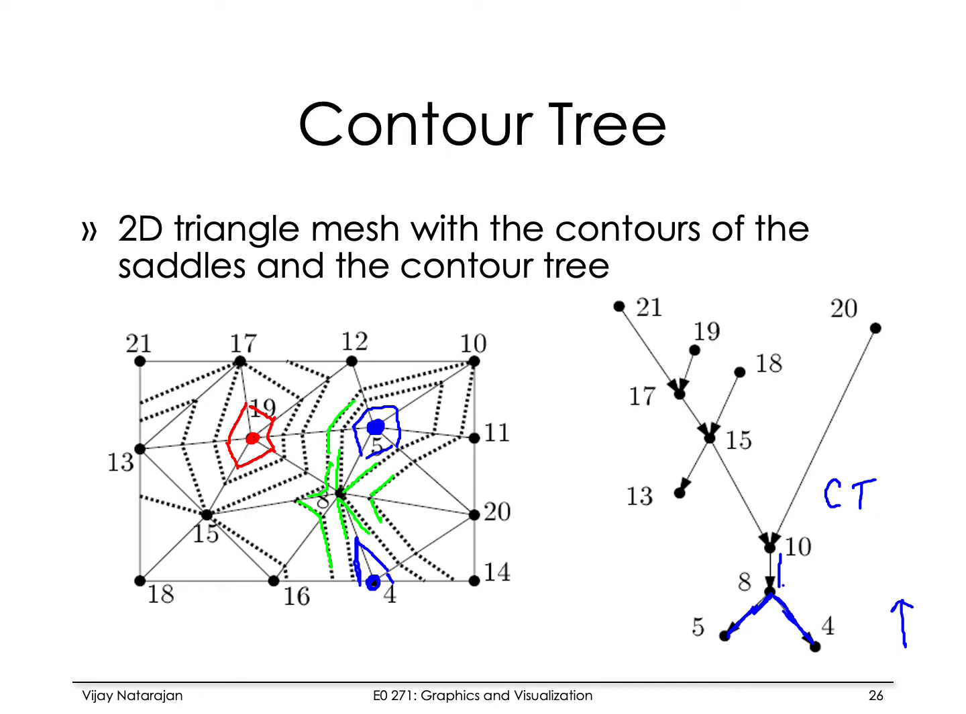And at 19, for example, there was one edge which dies. So it dies here. So the contour tree is what is shown here on the right. It is essentially representing the evolution of the connected components of these isocontours.